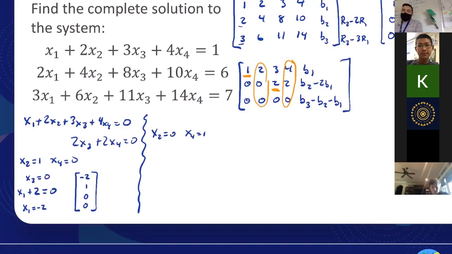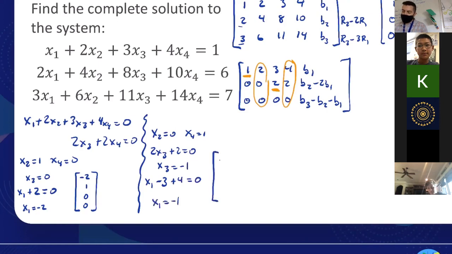Right? That's what I mean by having it independent. There's no way I can get that same thing. So I'll use those same equations. I'll have 2x3 plus 2 equals 0. If I use that second equation, x3 is -1 then. And then I'll have x1 plus 2x2, which is 0 this time, plus 3x3, which is a -3, plus 4x4, which is a +4, equals 0. And I'll end up with x1 equals -1. So I have a vector, -1, 0, -1, 1.